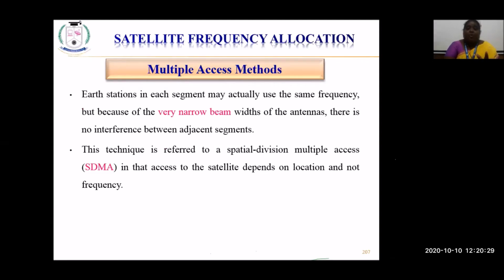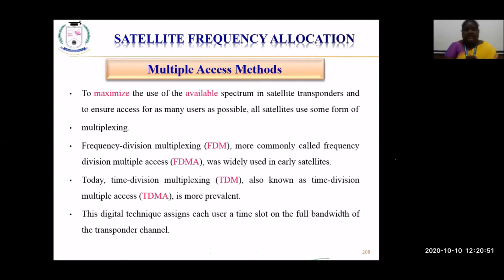And also we know about the multiple access methods, is it not? So accommodate many to one. When we want to accommodate many channels and many signals in a single channel, we go for multiple access techniques. So the first one is spatial division multiple access. In that, the access to the satellite depends upon the location and not on the frequency of signals.